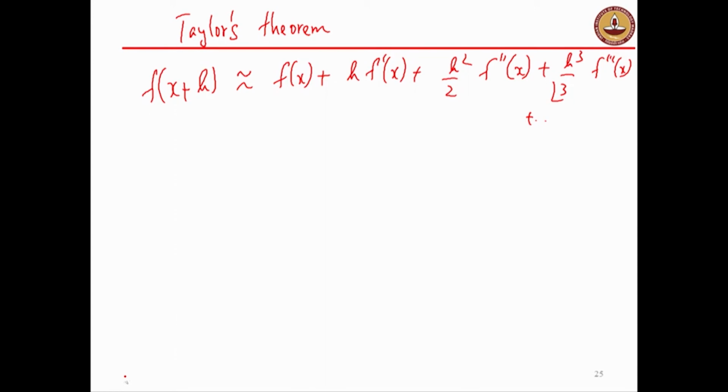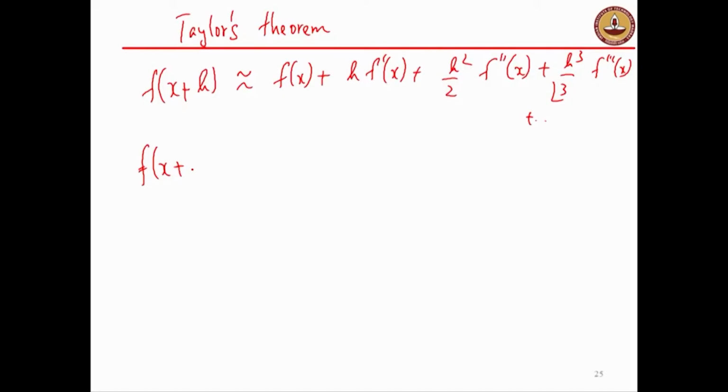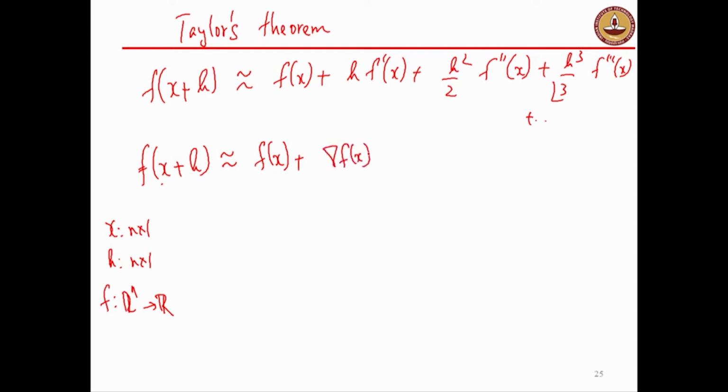We will work with certain Taylor series approximations up to second order, and what we will write is f of x plus h, where x is a vector of size n cross 1, h is also a vector of size n cross 1, f goes from Rn to R. So I have to be very careful about how I write these things. So this is approximately equal to f of x plus gradient of f, transpose h.